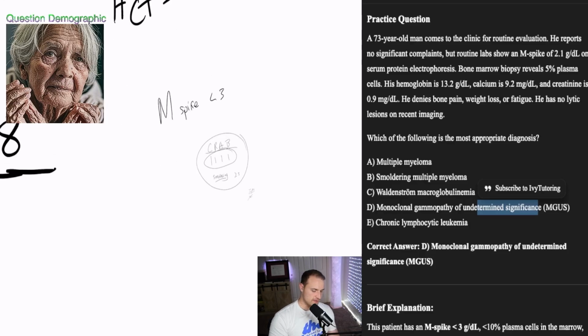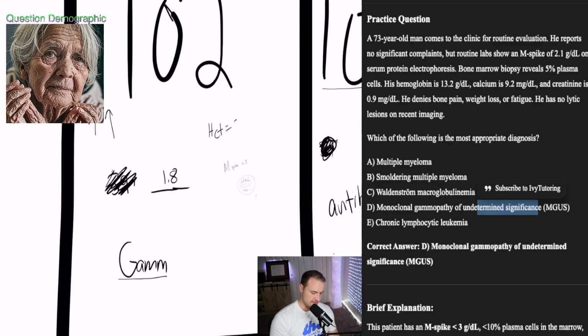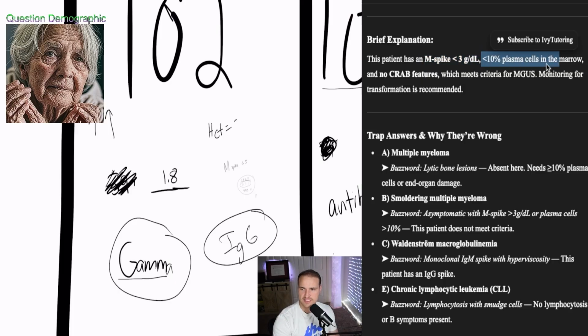So what we're going to be doing on a question like this is we have to match it to the vignette, right? Here we have an M spike of less than 10% in the marrow and no CRAB features. Multiple myeloma has those lytic bone lesions, and you need greater than 10% of the plasma. Smoldering multiple myeloma would be asymptomatic with an M spike of greater than 3. Here we had an M spike of less than 3. Waldenstrom has a monoclonal IgM, you know that because the M there, Waldenstrom IgM hyperviscosity. And CLL would have the smudge cells.